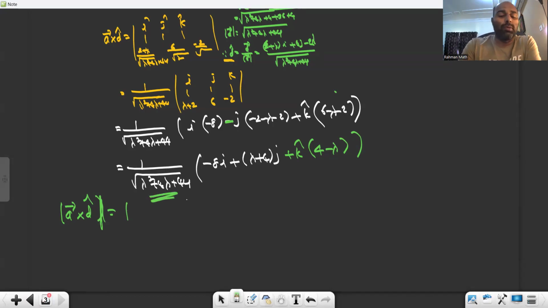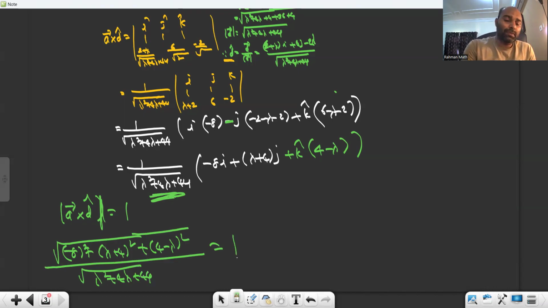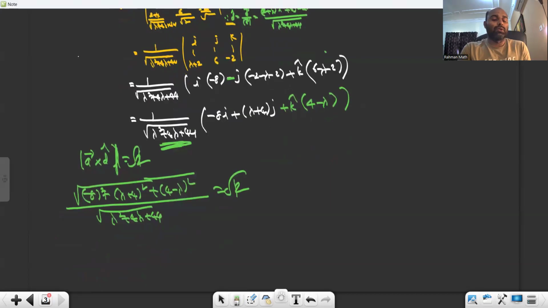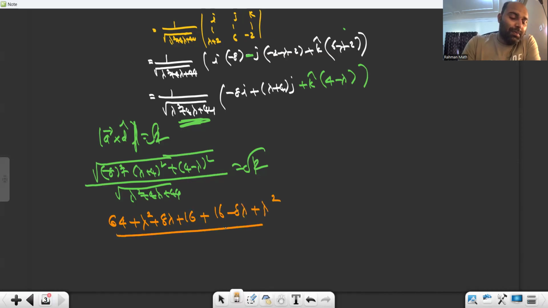So when you're finding the magnitude, I told you don't bother about the magnitude in the denominator; mainly we are applying for i, j, k. So root of minus 8 square, that is 64, plus (lambda plus 4) whole square plus (4 minus lambda) whole square, divided by this one, you can keep it down, no problem. Sorry, magnitude is given root 2. Previously, I think, the dot product was given as 1. Now squaring both sides, when you square, the root will go. 64 plus lambda square plus 8 lambda plus 16, plus 16 minus 8 lambda plus lambda square, over lambda square plus 4 lambda plus 44, equal to 2.